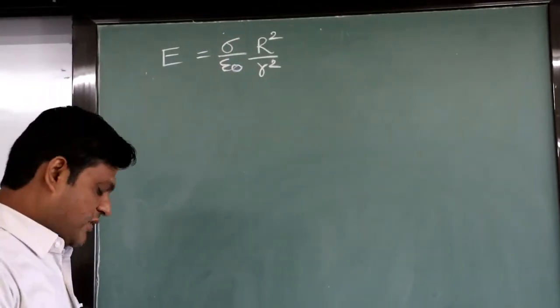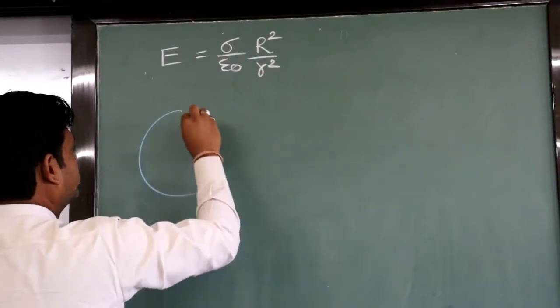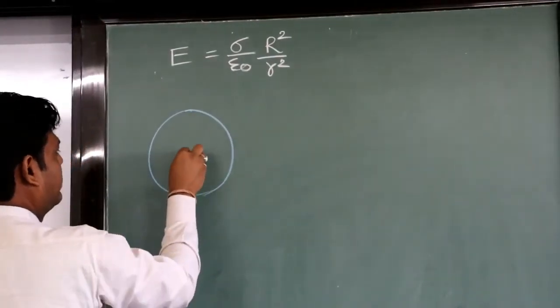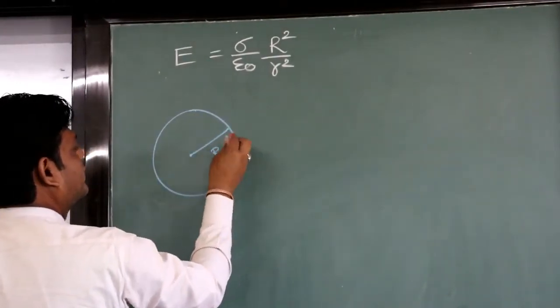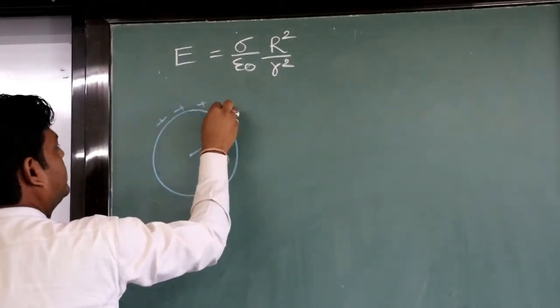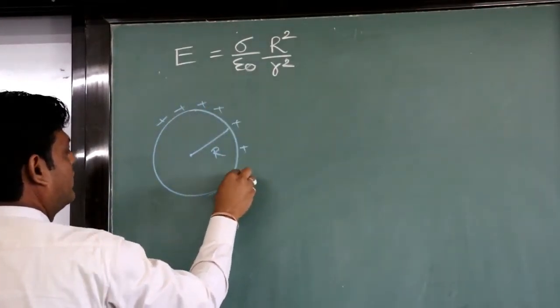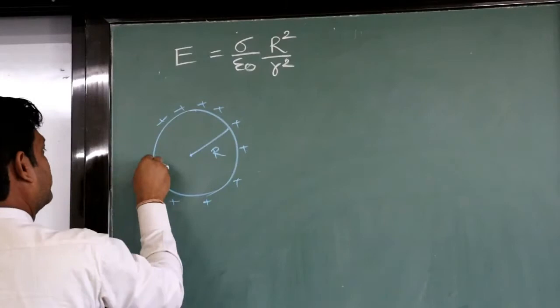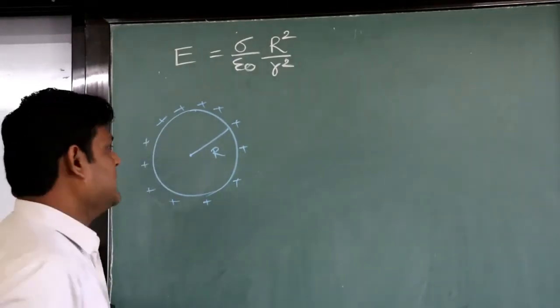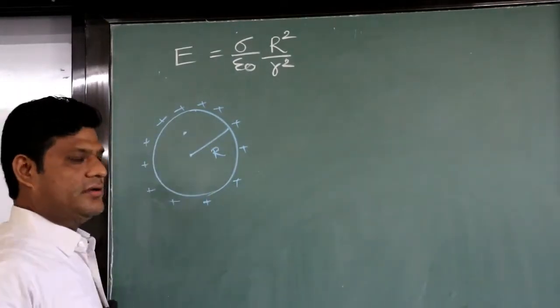It is the surface charge density. Capital R is the radius of the shell that we studied already. See, this is the shell. Capital R is the radius of the shell and charges are uniformly distributed on the shell. We studied inside the shell.